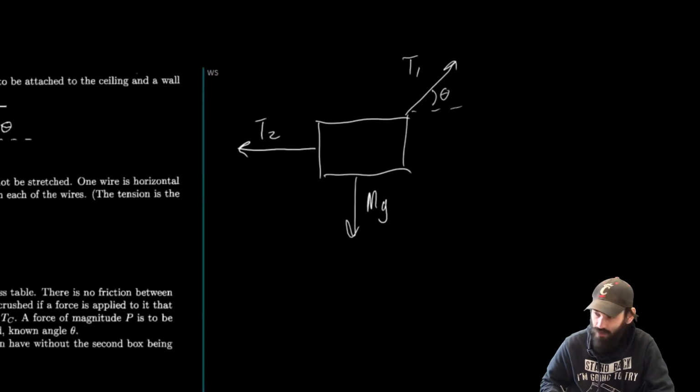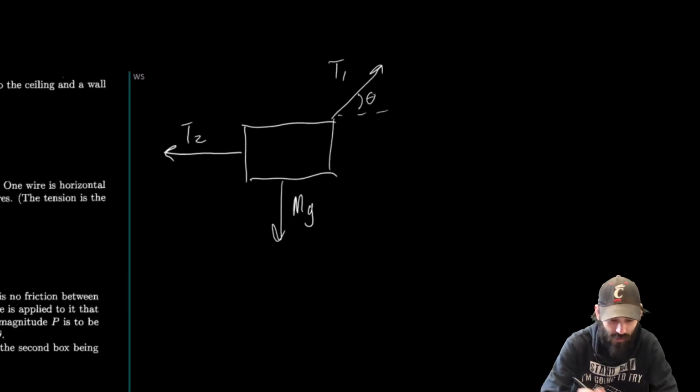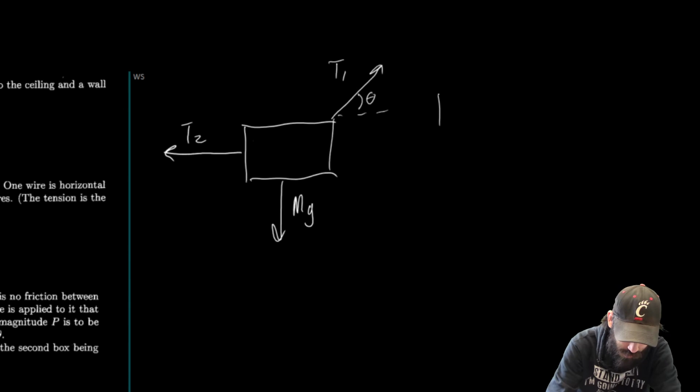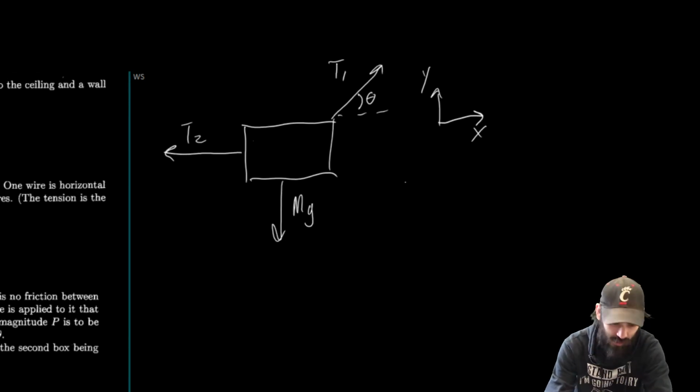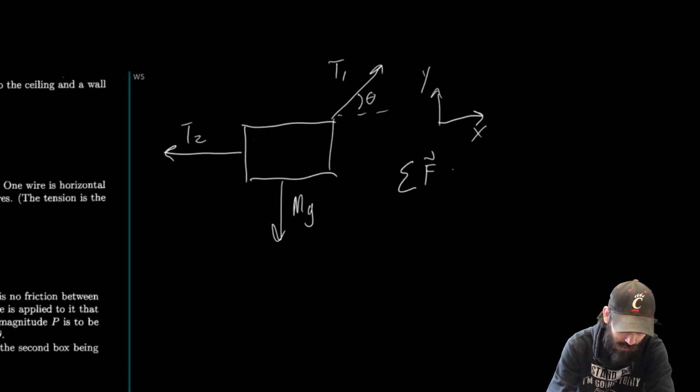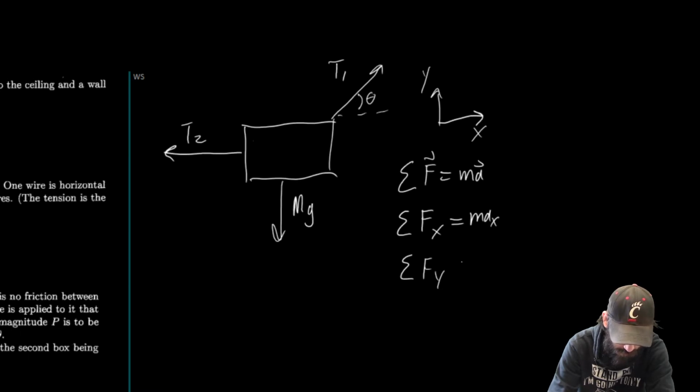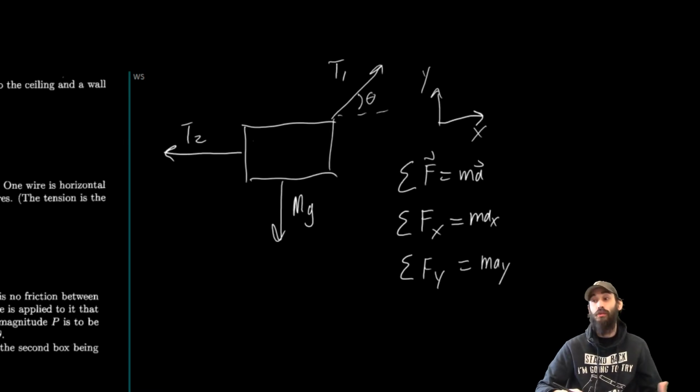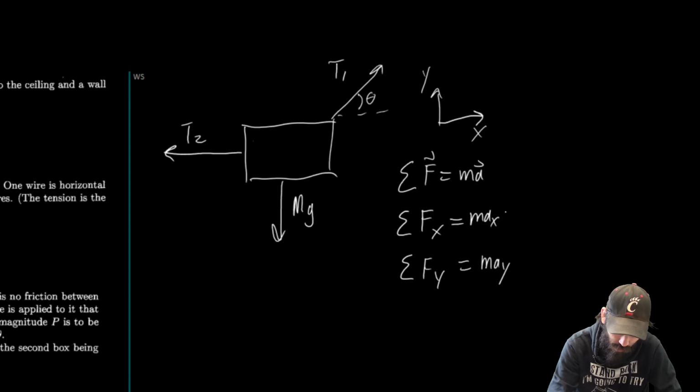Now, in order to find these two tensions, we need a system of equations, so we need to draw a coordinate system. So we have, this is the y direction, this is the x direction, and we're going to apply Newton's second law. So the sum of the forces is equal to mass times acceleration, which says that the sum of forces in the x direction is equal to max, and the sum of forces in the y direction is equal to may. Now, because this is an equilibrium, it's not going to accelerate in x or y, so both of these are going to be equal to 0.